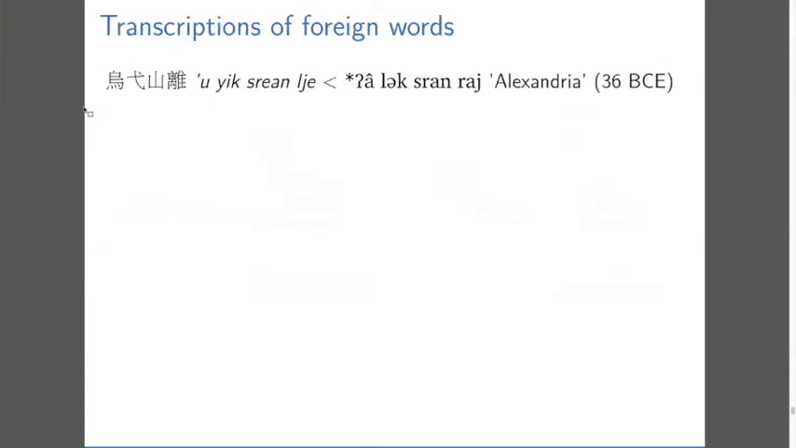And then, I don't know, just a fun case, Alexandria. So if you say this in, even in Middle Chinese, you get Uyik Srenle. It's not a great transcription of Alexandria. But in Old Chinese, it's Alek Sran Rai. Okay, there are still some details that are confusing to me, like where did the D go? But I think it's pretty good evidence that, for instance, this Ya comes from La and was still La in 36 BC.